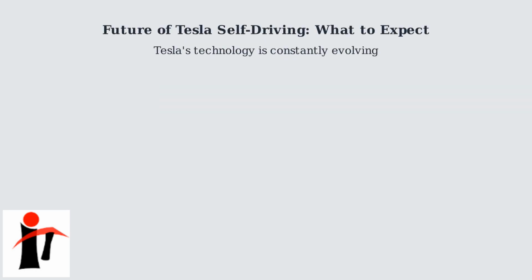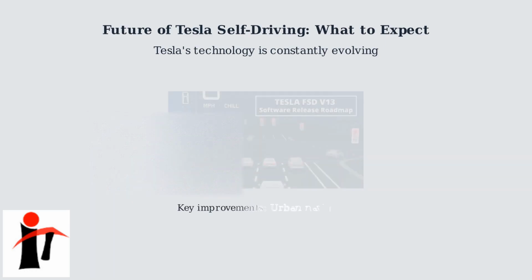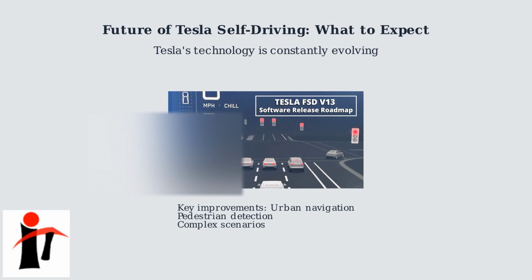Tesla's self-driving technology is constantly evolving through regular over-the-air software updates that improve performance without requiring visits to service centers. These updates enhance the system's capabilities in areas like urban navigation, pedestrian detection, and handling complex scenarios such as roundabouts and unprotected left turns. The current FSD version, V12.3.1, has already reduced disengagements by 25% compared to previous versions, and future updates will continue this trend towards smoother, safer driving.